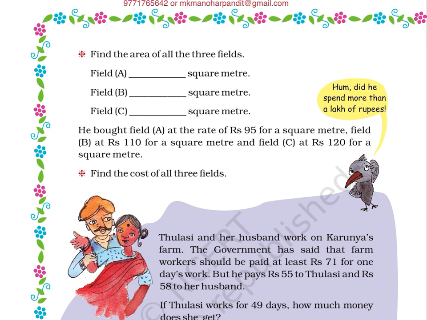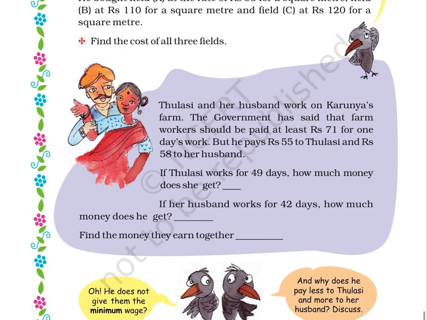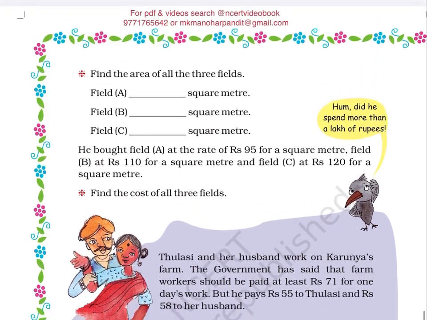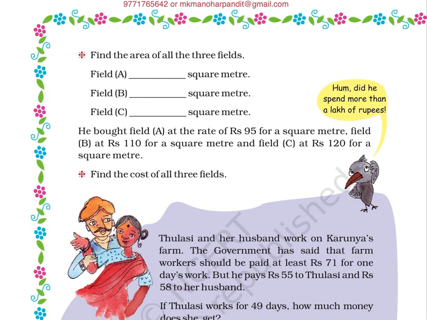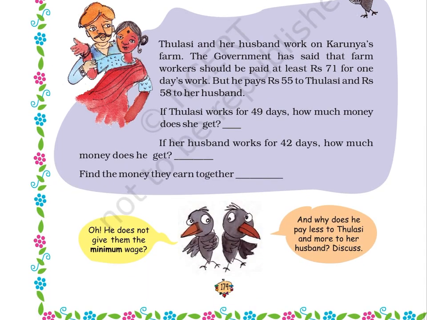Field B at rupees 110 for a square meter, and Field C at rupees 120 for a square meter. Find the cost of all 3 fields. The wise bird we often meet has come up again and is asking us, did he spend more than 1 lakh of rupees? Tulsi and her husband work on Karunya's farm.